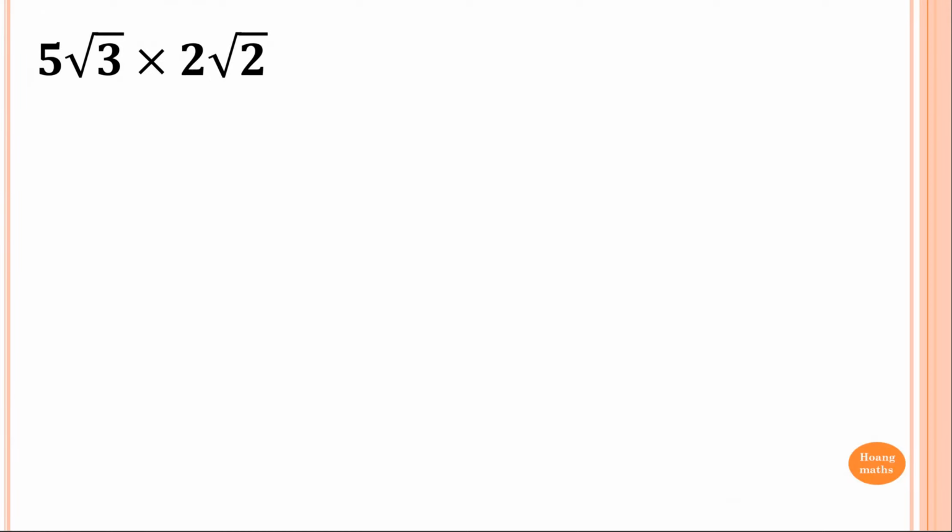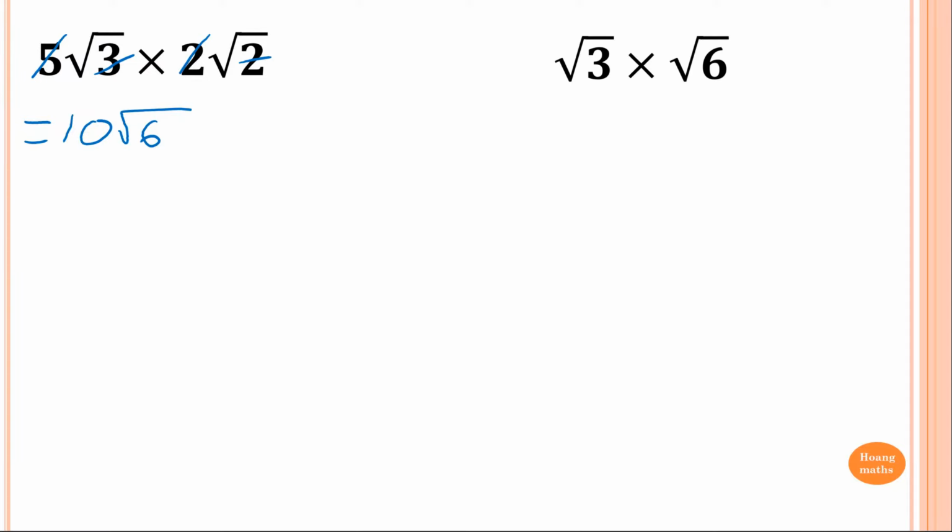Now 5 square root of 3 times 2 square root of 2. We just go 5 times 2 is 10, and 3 times 2 is 6, so 10 square root of 6. Simple, right? Now this one here, root 3 times root 6. 3 times 6 is 18, so square root of 18. You know that 18 is 9 times 2, so square root of 9 is 3, so 3 root 2.